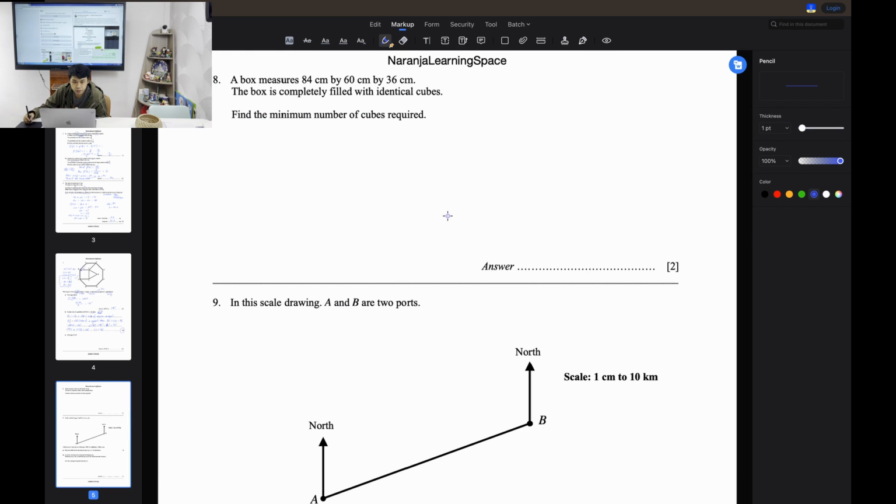Okay, a box measures 84 cm by 60 cm by 36 cm. So you have a box.